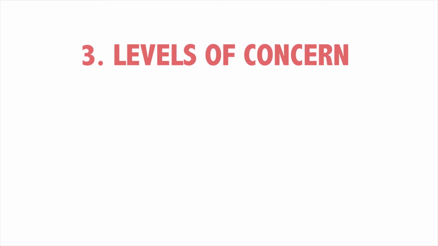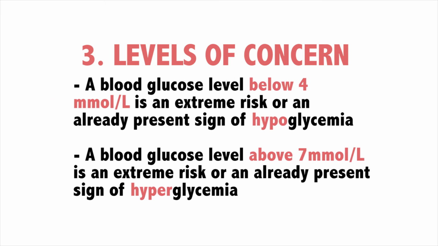3. It is also beneficial for him to know the blood glucose levels that are concerning and may require immediate help or hospitalization. A blood glucose level when fasting that falls below 4 millimoles per litre can be seen as an extreme risk or already present sign of hypoglycemia. A blood glucose level when fasting greater than 7 millimoles per litre can be seen as an extreme risk or already present sign of hyperglycemia.